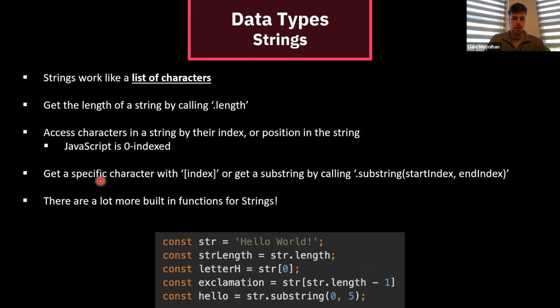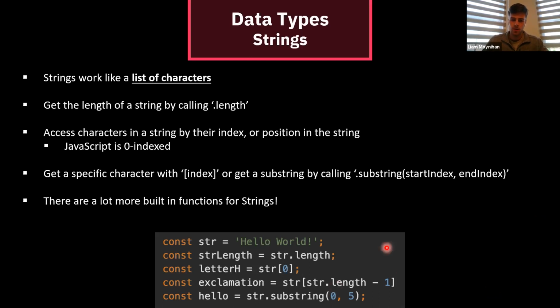We'll also show that you can get a substring of your string by calling .substring with a start index and an end index. There's a lot more functions built into strings, but we're only showing these ones. Again, in the script, there are references to a full list of these different functions. But just know there's a lot more things that you can do.